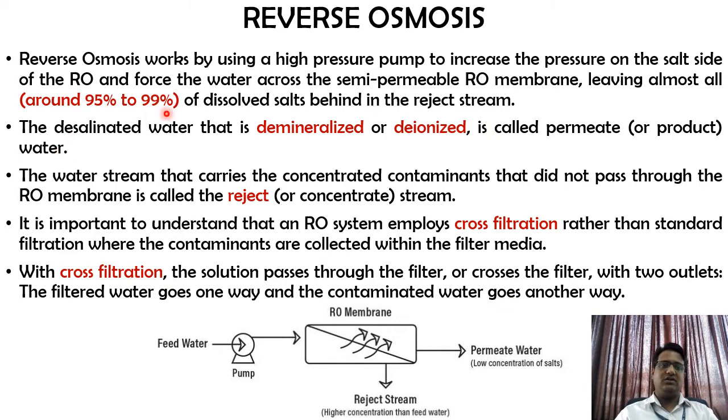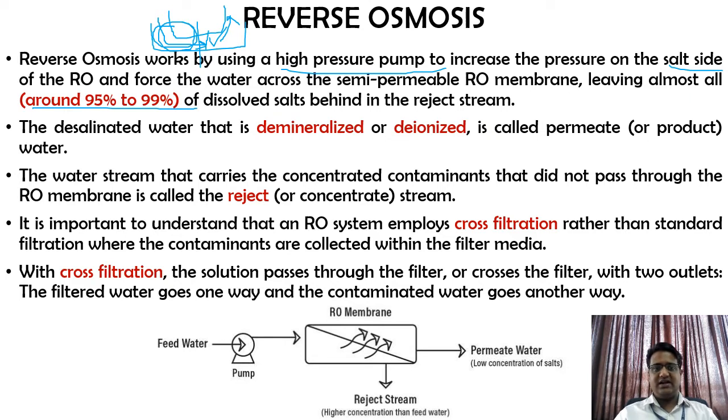So let us see what all things are given over here. Reverse osmosis uses a high pressure pump to increase the pressure on the salt side. As we have discussed in the previous slide with that figure, it increases the pressure, because of which the water will move towards the fresh water side. The salt side will be pressurized, so the water will move to the fresh water side. And as this process happens, around 95 to 99% of all the unwanted things will be left behind in this contaminated zone. Only the clearer water will be passed over here.